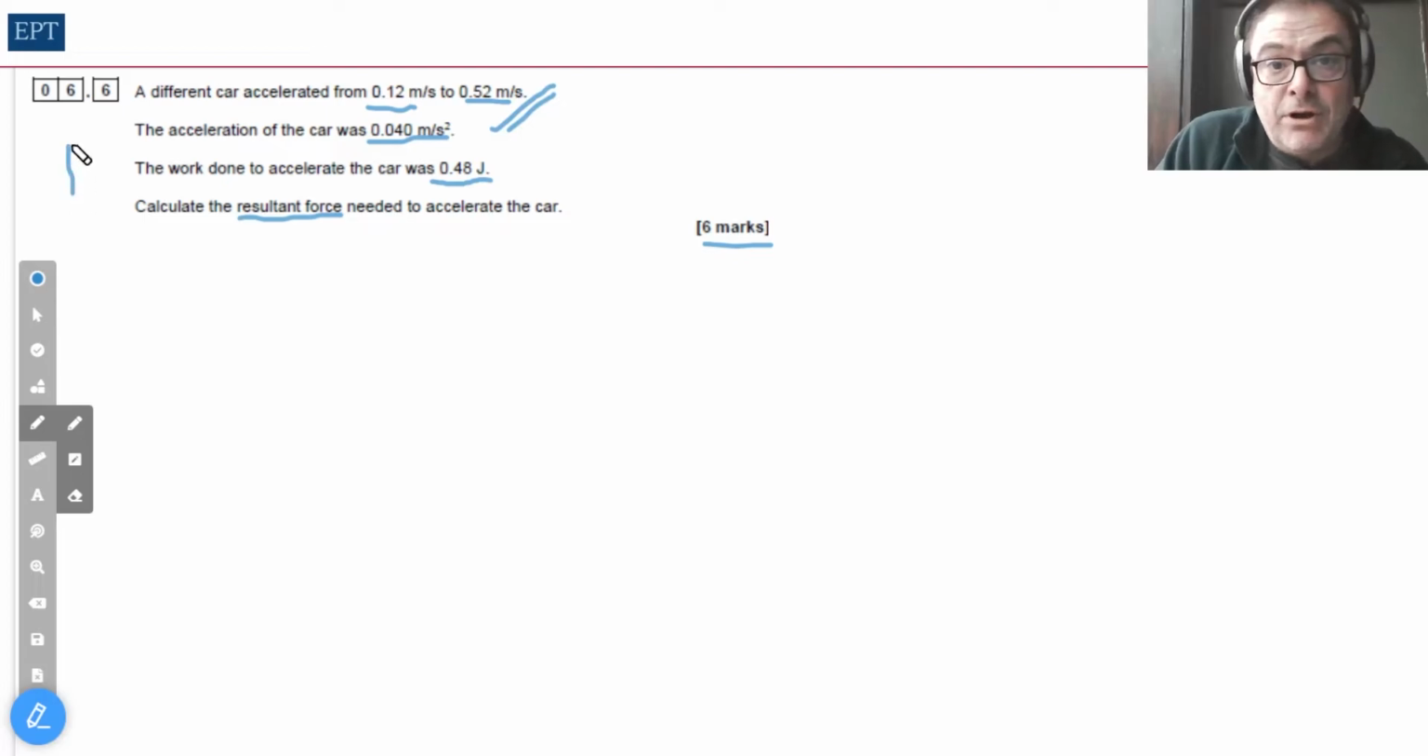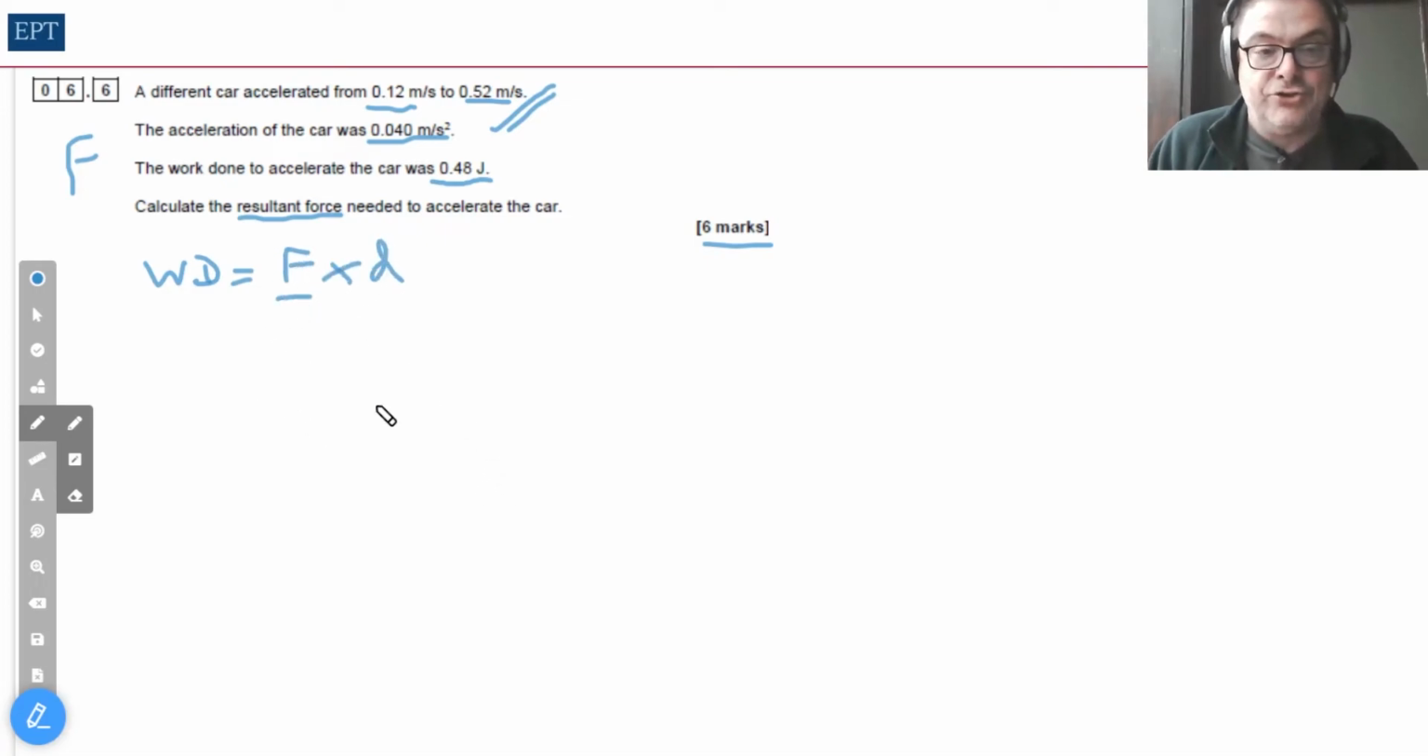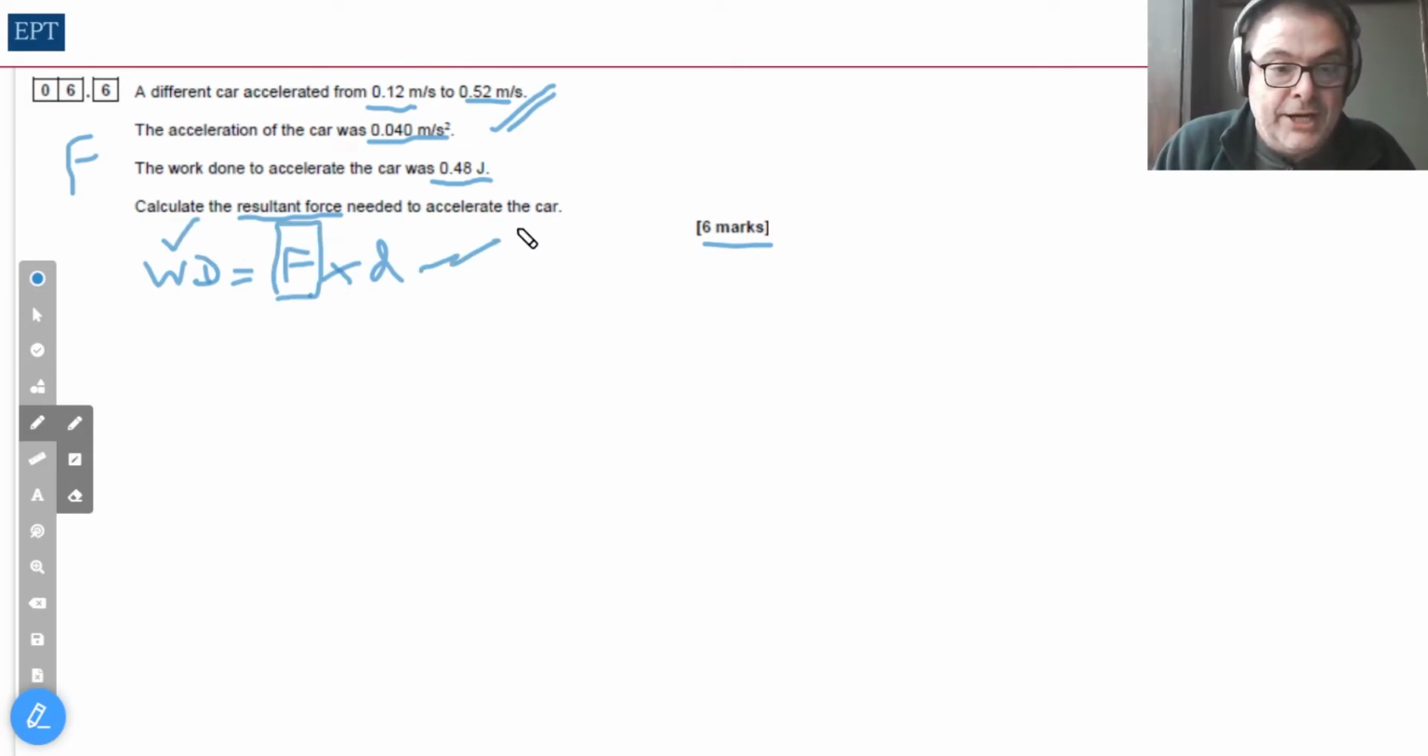Keep that in mind. We're after finding a value for F. Well, you might recall that work done is force times distance. So that's what we're actually trying to find. We know the work done, so in order to get the force, we've got to find a way to get this distance. So now we can go back to the acceleration figures.